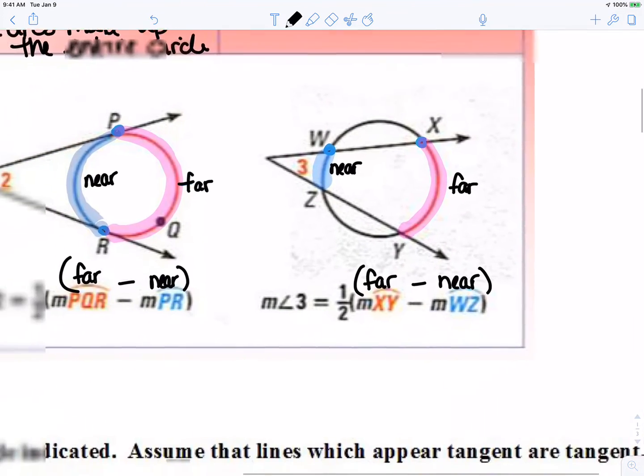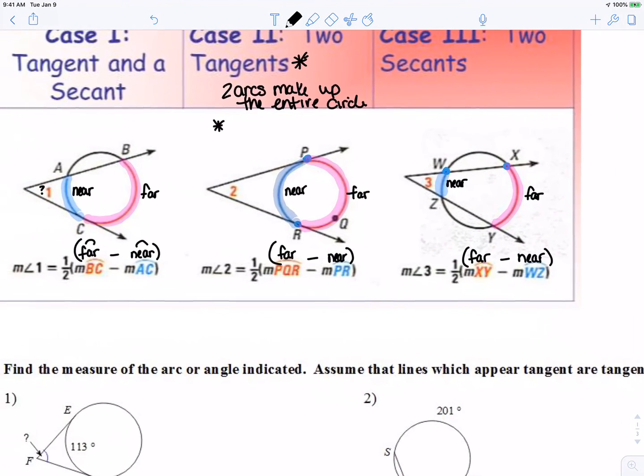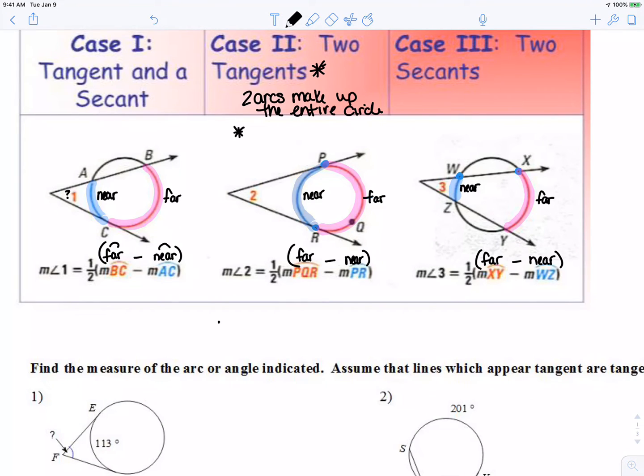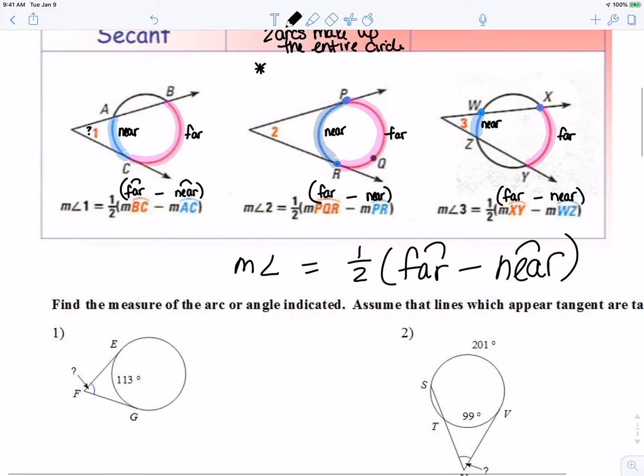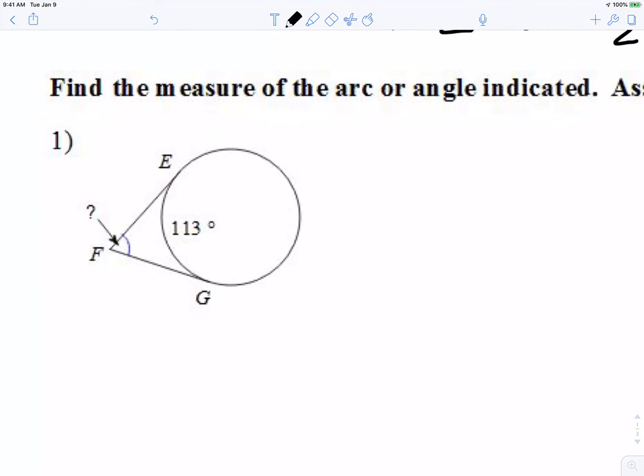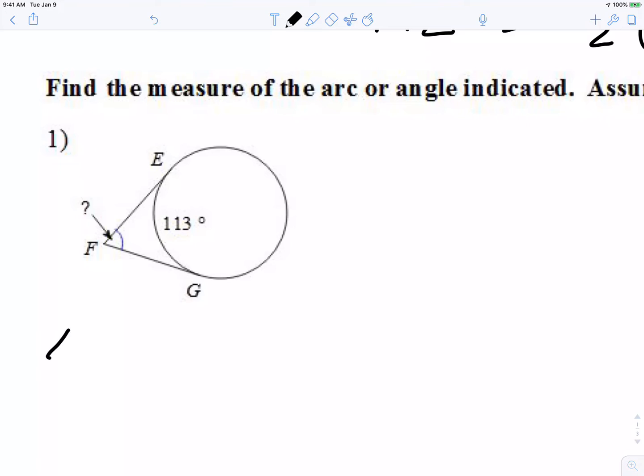So you can kind of see the consistency in the formulas here, that if we want to find the measure of the angle, we're going to take half of the far away arc minus the near arc. Sorry, we're going to take half of far minus near, not half of the far then subtract near. I said that incorrectly. All right, so let's just try a couple examples to see what this looks like. Again, the measure of the angle is 1/2 of the far arc minus the near arc.